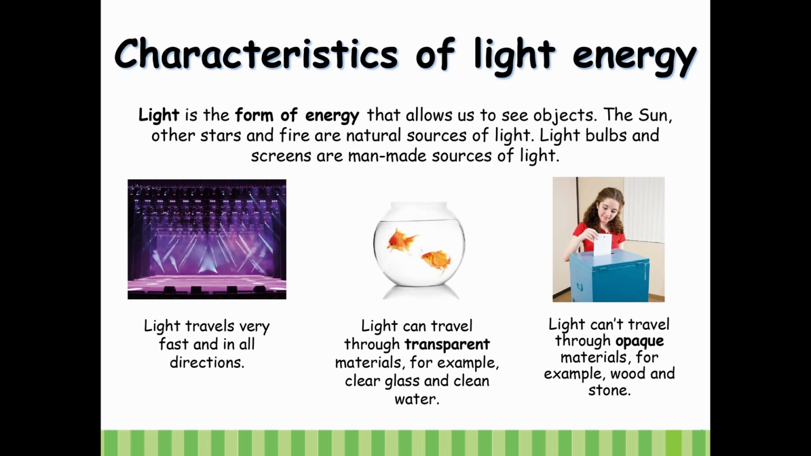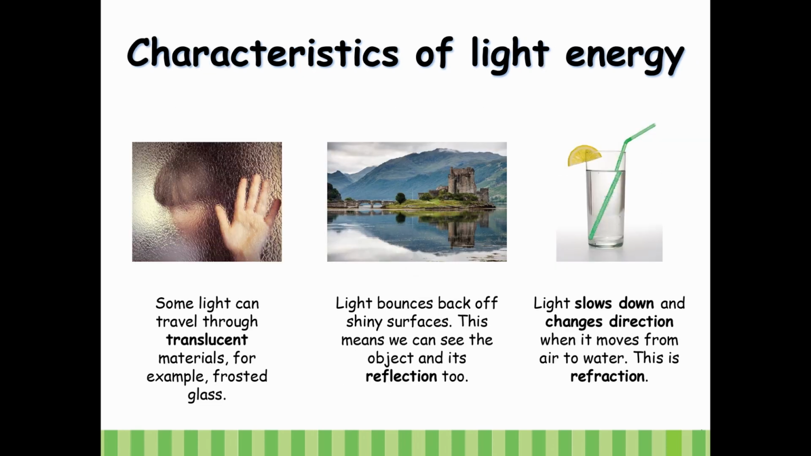Light can travel through opaque materials. For example, wood and stone. Some light can travel through translucent materials. For example, frosted glass. Light bounces back off shiny surfaces. This means we can see the object and its reflection too.